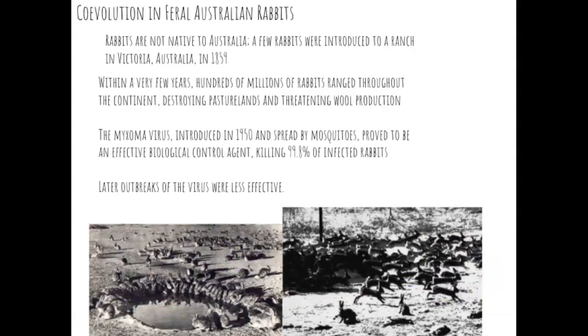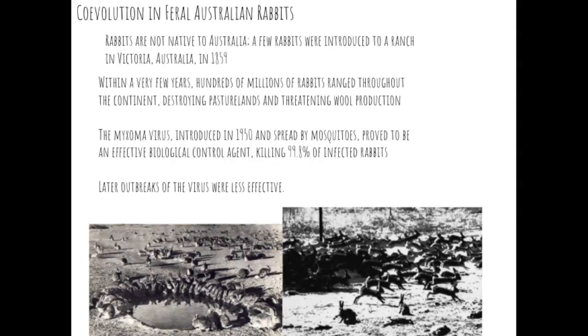So let's talk about a really classic example of coevolution, which is in feral rabbits that were introduced to Australia. So rabbits are not native to Australia, and a few rabbits were introduced to a ranch in Victoria, Australia, which is in southern Australia, in the 1800s. They were introduced so that the farmers, the ranchers, would have something to shoot at for sport. And so when these rabbits were introduced, they were put into an environment that had no predators, no competition, and sort of unlimited resources because of this.